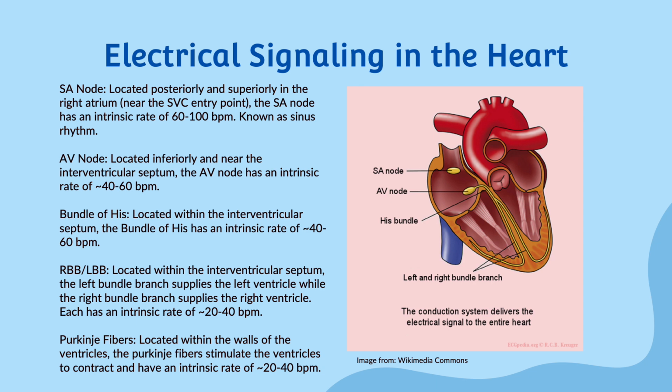The sinoatrial node is located in the right atrium and serves as the primary pacemaker of the heart. The atrioventricular node is located in the interatrial septum and serves as the relay station between the atria and the ventricles. The bundle of His is a group of fibers that carry electrical impulses from the atrioventricular node to the ventricles. The Purkinje fibers are a network of fibers that spread the electrical impulses throughout the ventricular muscle, coordinating their contraction.